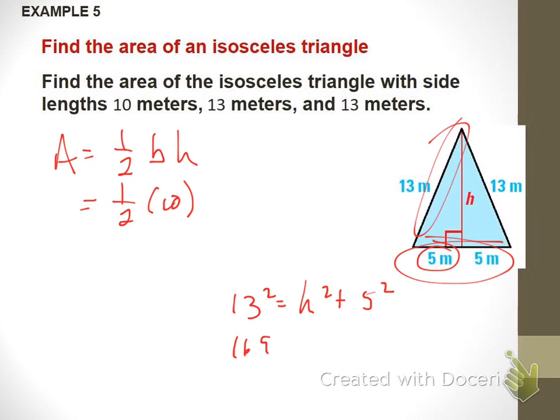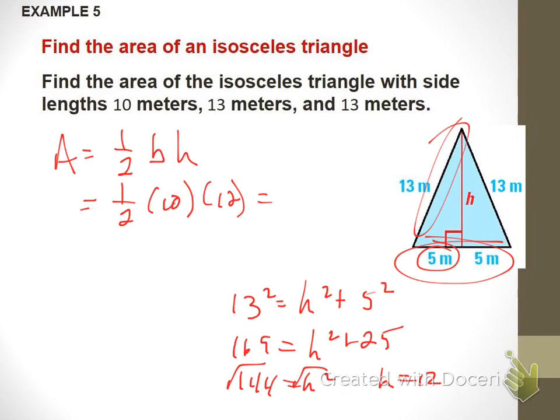This is going to be 169 equals h squared plus 25. And so this is going to be 144 when you subtract, then take the square root, and h is going to be 12. So the height is going to be 12. So you plug that into your area formula, and you discover that the area is 60 meters squared. Okay? All right.